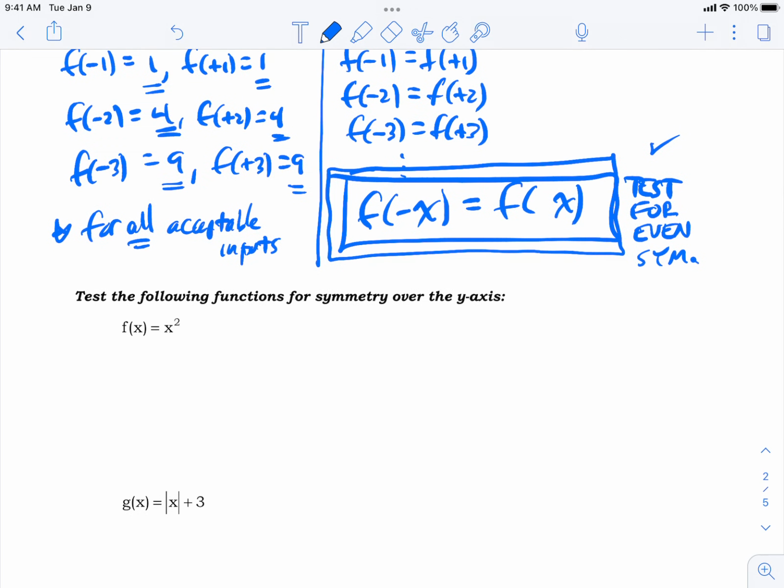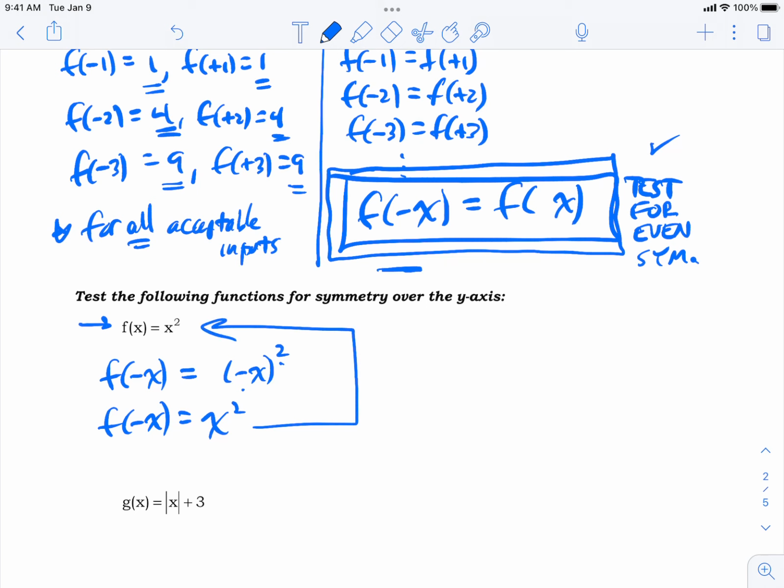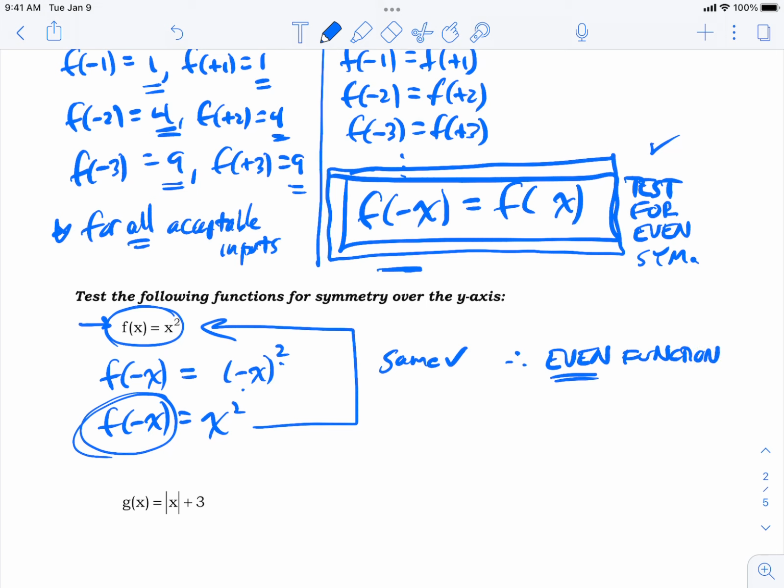So how does that test look in practice? Well, here's my function f of x. Now, I know this one's going to be even, but let me show you what the test looks like. You have to figure out what is f of negative x. How do you do that? You plug in negative x. Notice that when you plug in negative x, since it's being squared, it's the same as x squared. This is the same as what you started with. F of negative x is the same as f of positive x. They're both equal to x squared. Therefore, it is an even function. You have proven it by applying this little test for symmetry.